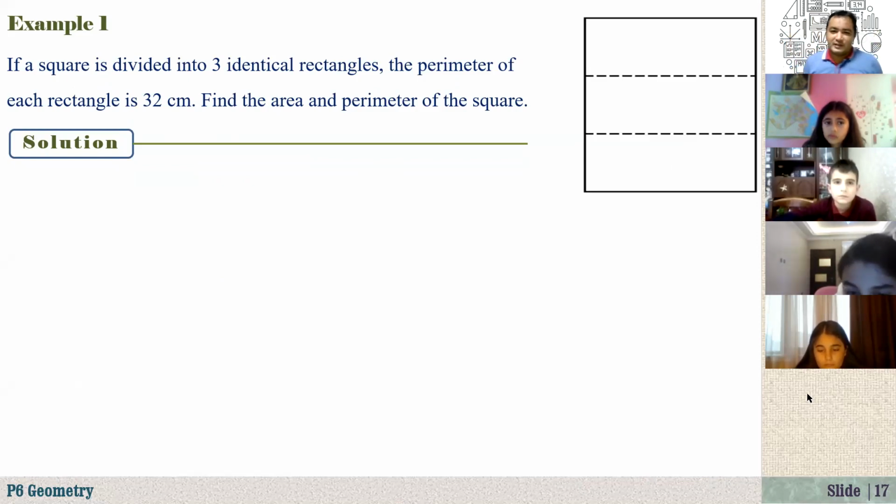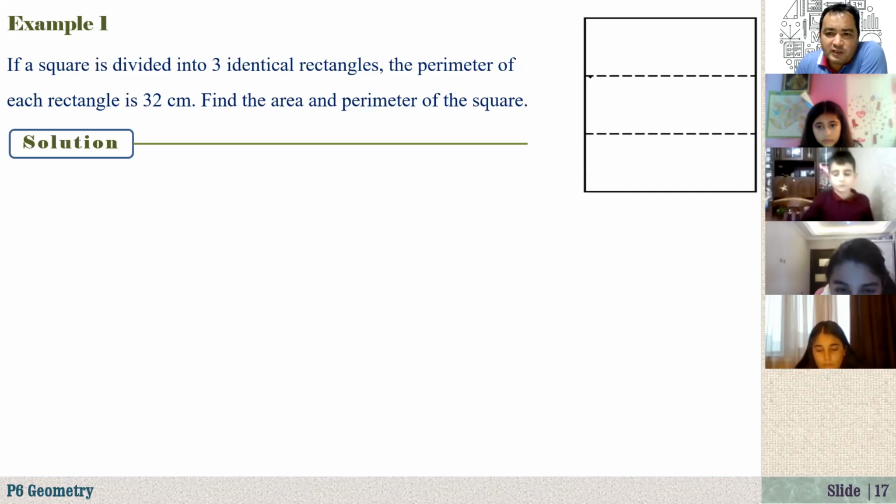Okay, guys, let me solve this. After that, example 2 will be for you. If a square is divided into 3 identical rectangles, the perimeter of each rectangle is 32. Find the area and perimeter of the square. Okay. Suppose that now we are given a big square, right? And the side is divided into 3 identical rectangles. That means this equals this equals this. And suppose that one side is W, and this is W, and this is W.